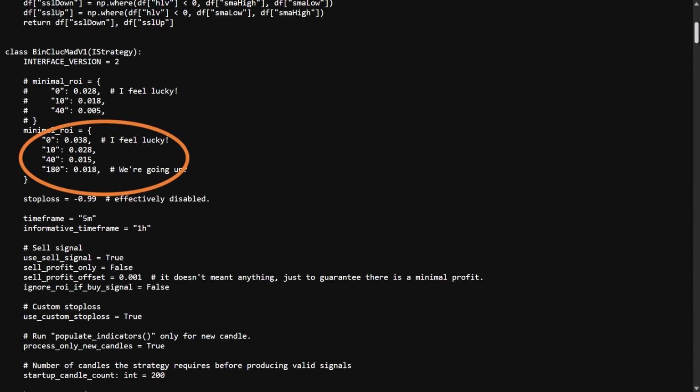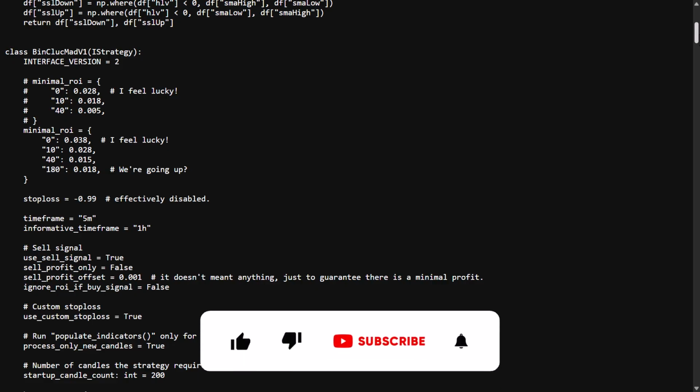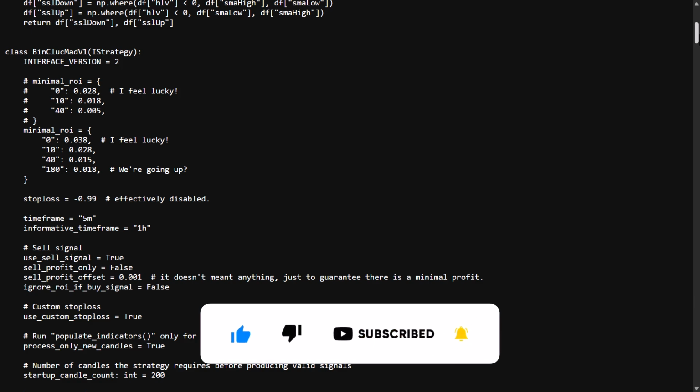The ROI settings for this algo are set here, and they are set to take profits at different intervals of 10 minutes, 40 minutes and 3 hours, with the following profit targets: 3.8, 2.8, 1.5 and 1.8 respectively. The stop loss is set to 99%, which is effectively disabling it. And this means that the algo will not stop out of a trade unless you set a custom stop loss in the custom stop loss function.